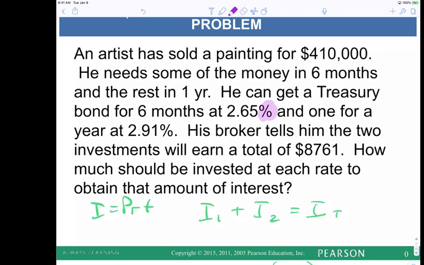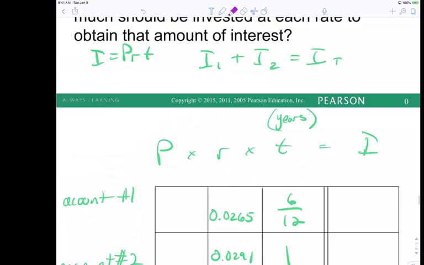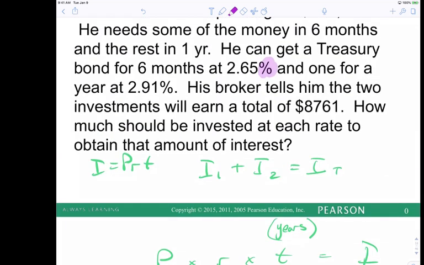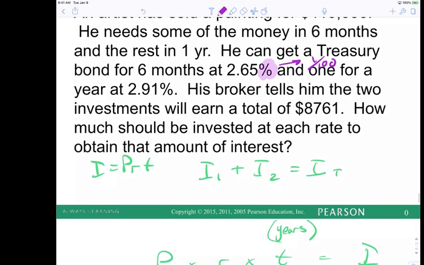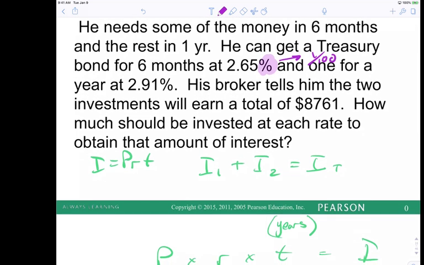Okay, so let's keep going. Let's keep synthesizing the information. Let me go ahead and mark that. This means we're going to look at this as per 100, so that means divide by 100. It says the two investments will earn a total. We're going to come back to that.